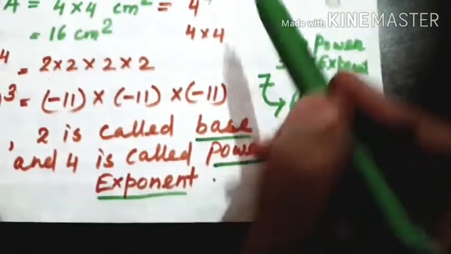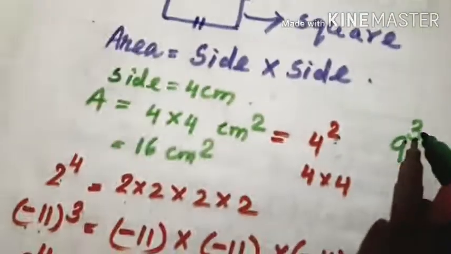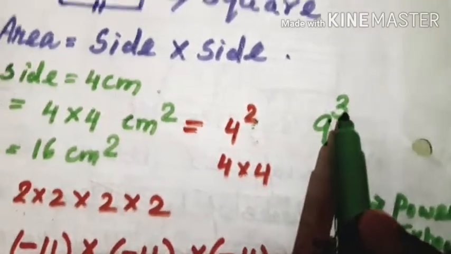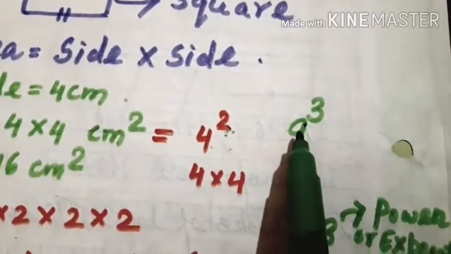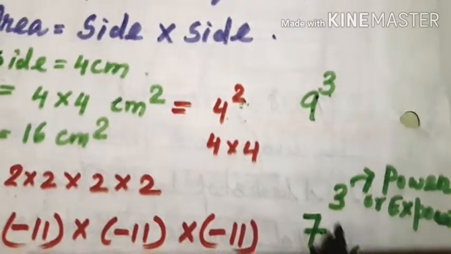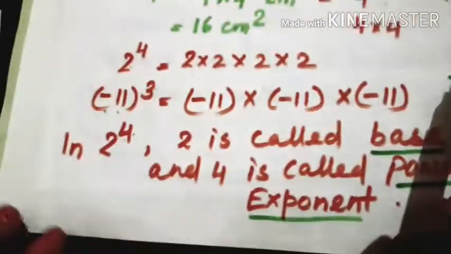If the power is 3, suppose I write here 9 to the power 3, you can say 9 cube. 4 square, 9 cube. After that, there is no other name. You have to say like this: 7 to the power 3. Here also you can say 7 cube. This is all about the power of integers.